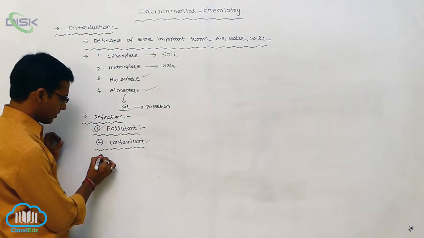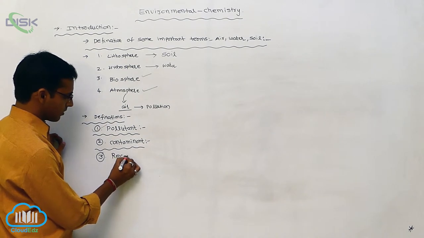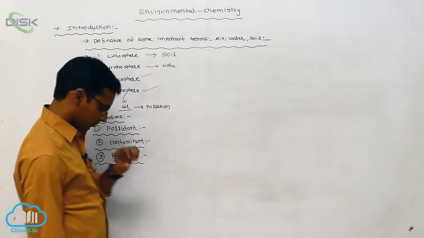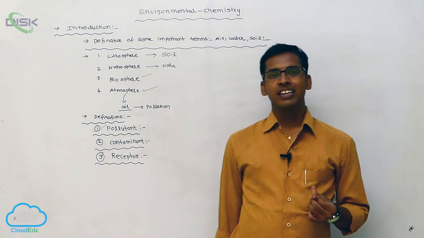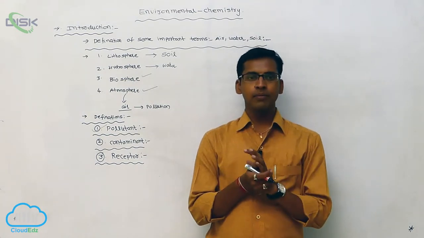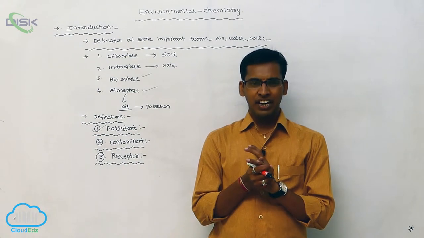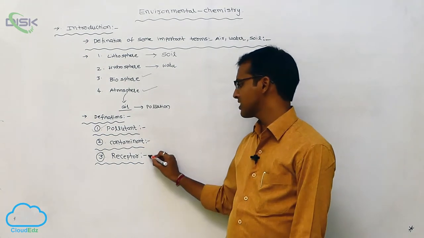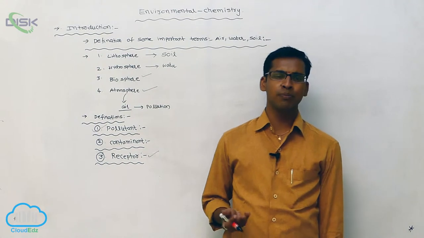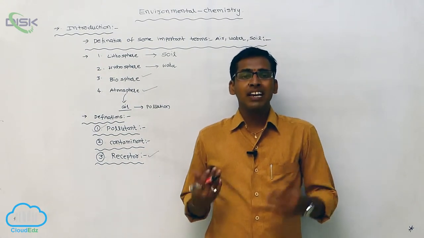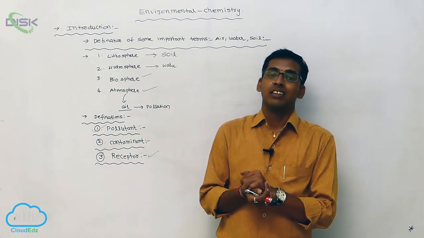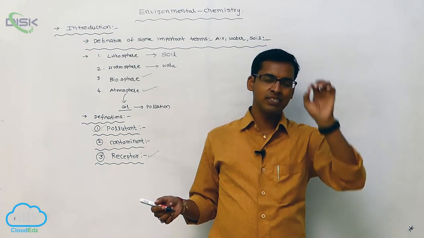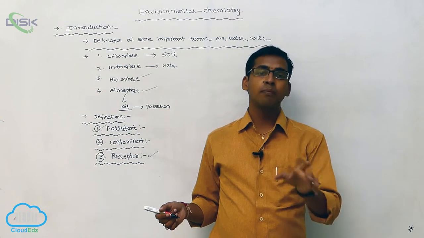And the third one is receptor. Receptor means it is a medium. The medium that is generally affected by the pollutant is called a receptor. Generally the medium is the human being, because the human being mainly damages the environment. Means the receptor for environmental chemistry or the environment is man.